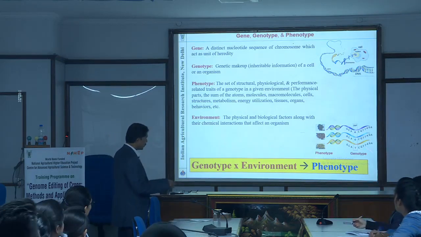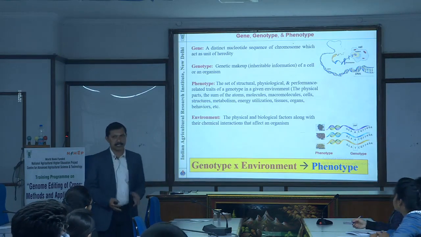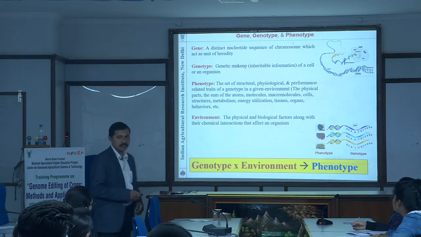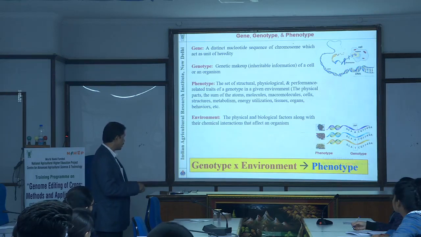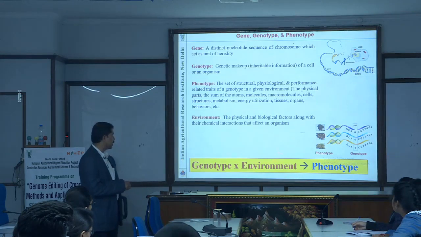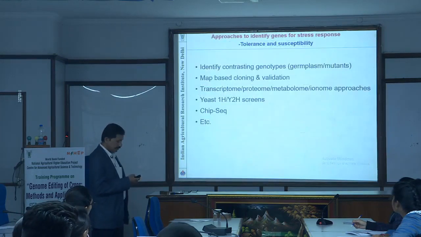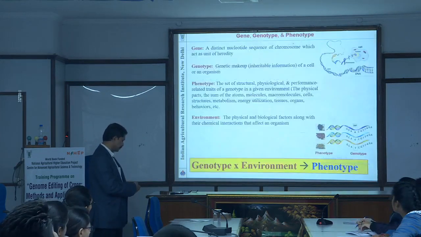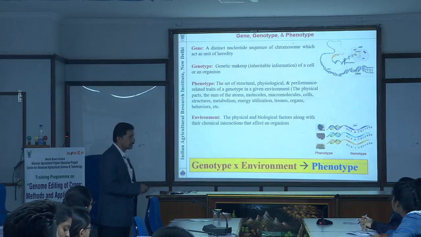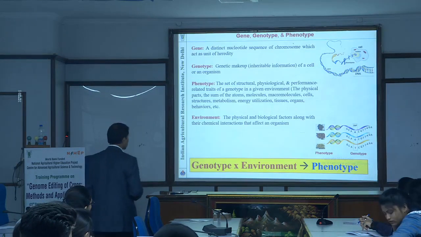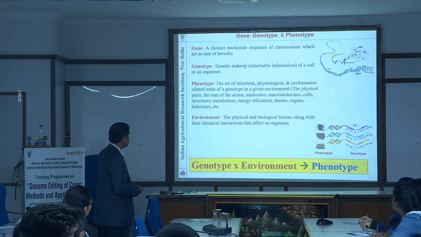The phenotype or the trait which you are interested in, that is either yield or stress tolerance, is a product of genotype into environment. So when we measure this phenotype, we should measure the environment very critically, because that causes the phenotype which we see. But often we ignore the environmental component, and that's why there is a lot of difficulty in making progress in stress tolerance research.